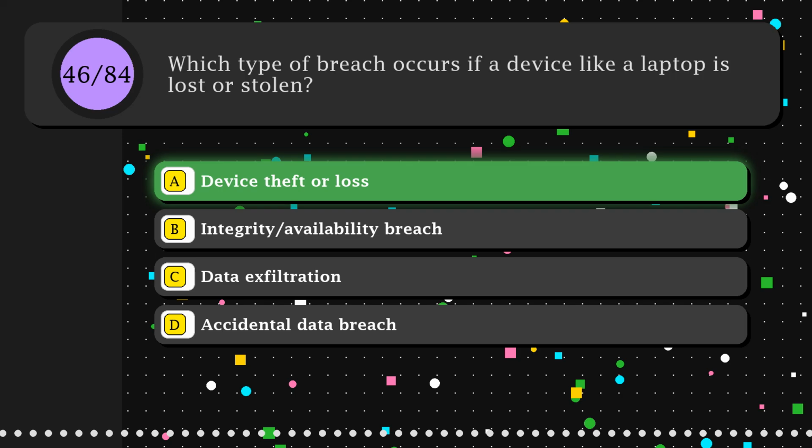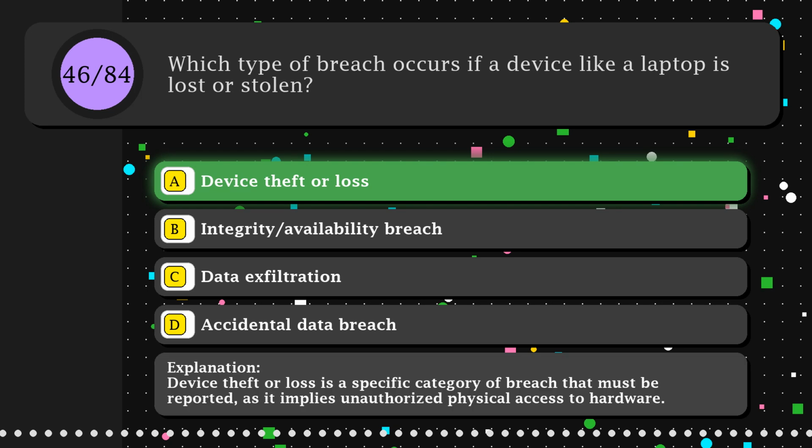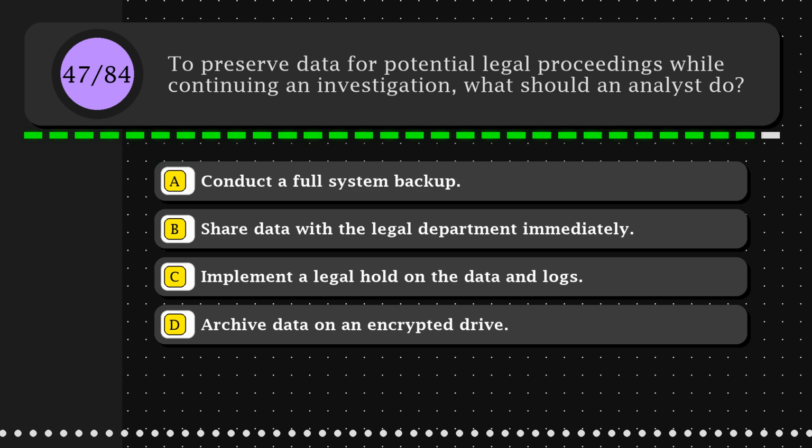The correct answer is option A, device theft or loss. Device theft or loss is a specific category of breach that must be reported, as it implies unauthorized physical access to hardware. Question 47. To preserve data for potential legal proceedings while continuing an investigation, what should an analyst do?